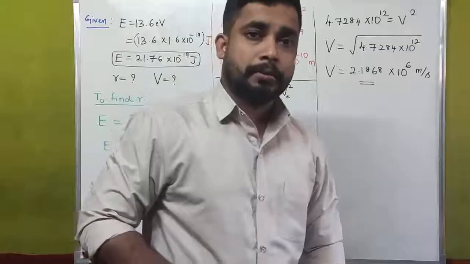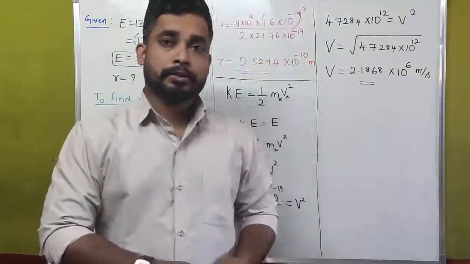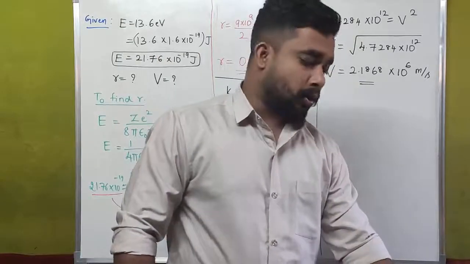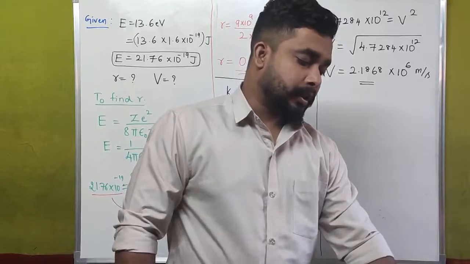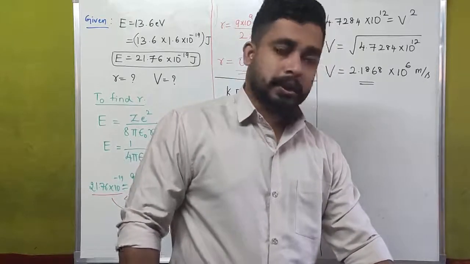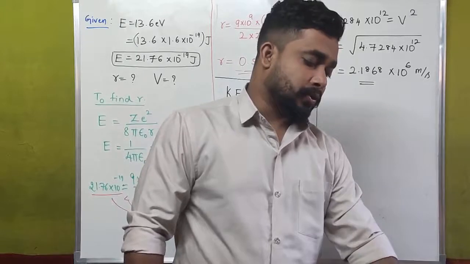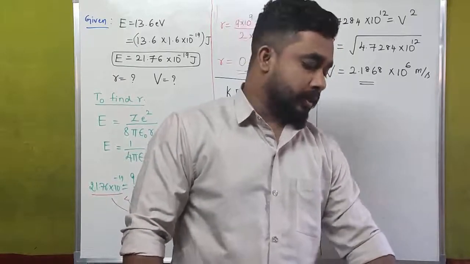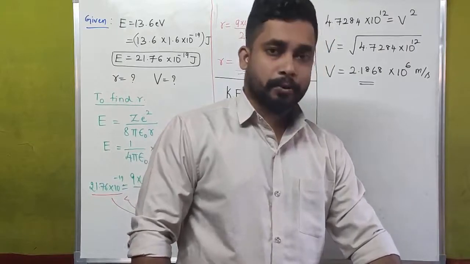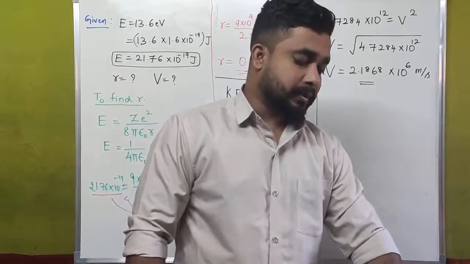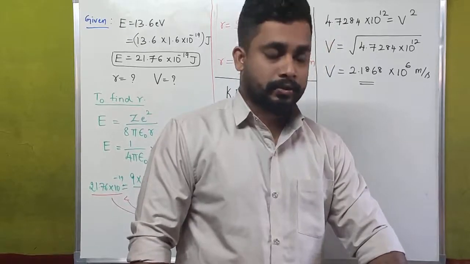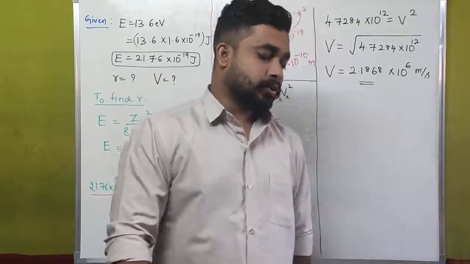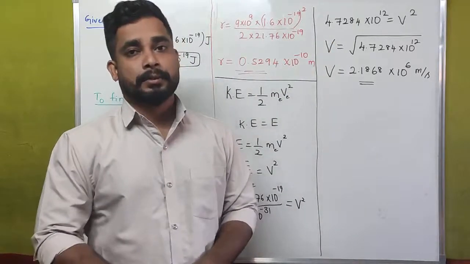Okay. And the next problem of our atoms chapter is: calculate the radius of the third Bohr orbit of a hydrogen atom and the energy of the electron in that orbit. Given h is equal to 6.63 into 10 to the power of minus 34 joule second, e is equal to 1.6 into 10 to the power of minus 19 coulomb, m is equal to 9.1 into 10 to the power of minus 31 kg, and c is equal to 3 into 10 to the power of 8 meter per second.